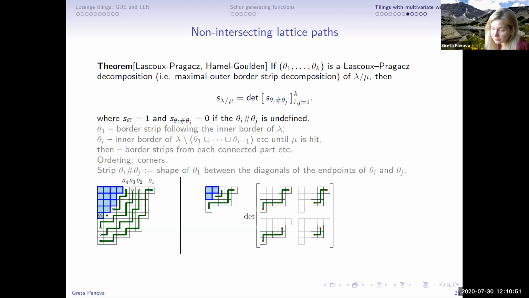Any Schur function can be written as a determinant of ribbon Schur functions, and the ribbons are determined by the shapes that we are cutting. We are cutting from the skew shape, and the endpoints are as drawn over here. So basically, we cut out the outer border as a ribbon, then we cut out the next one until we cannot cut out anymore. So here, for example, we had to stop because mu stopped us, and then there is this other guy.